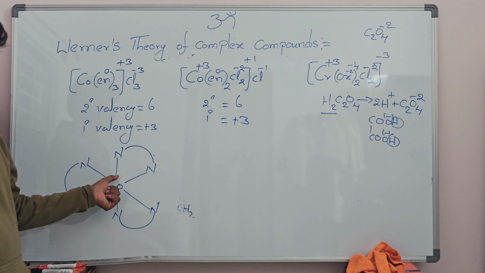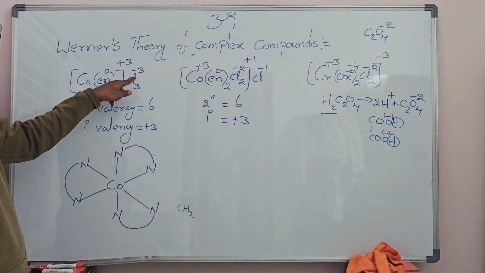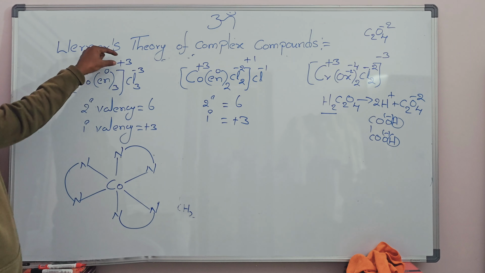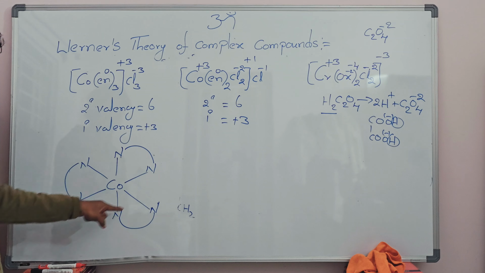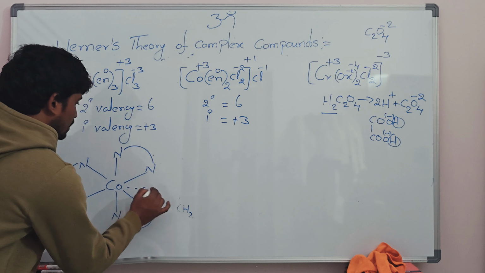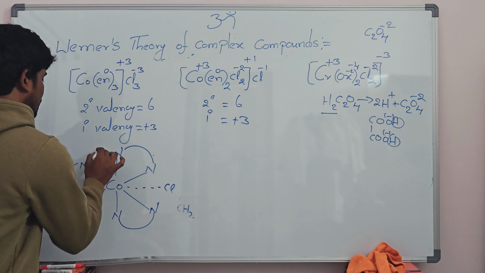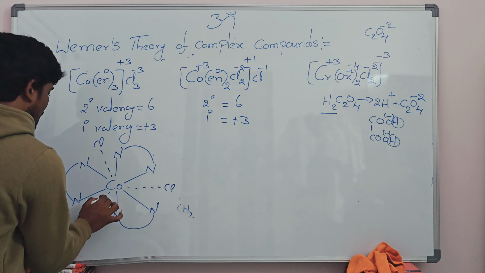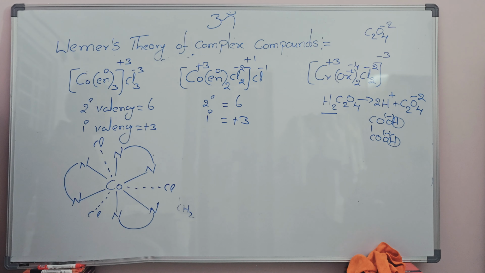That indicates the secondary valency. Cobalt oxidation state is +3. That is the primary valency. This is the representation of this complex. So outside, how many Cls are present? 3 Cls. Anywhere you can represent the primary valency like this.